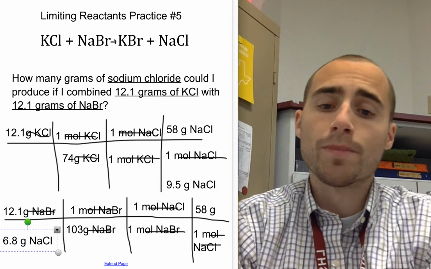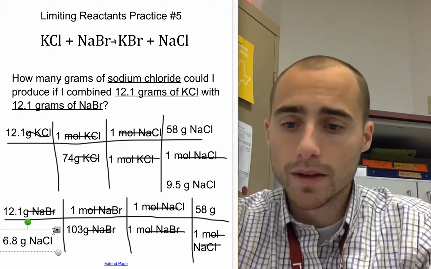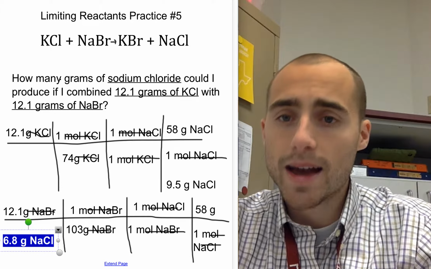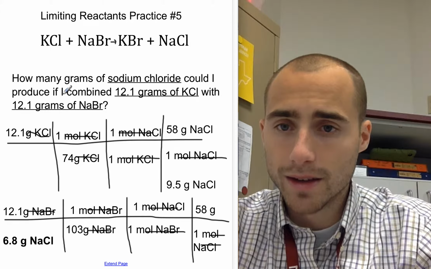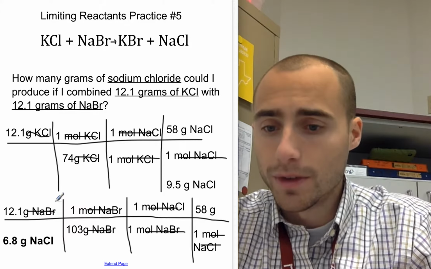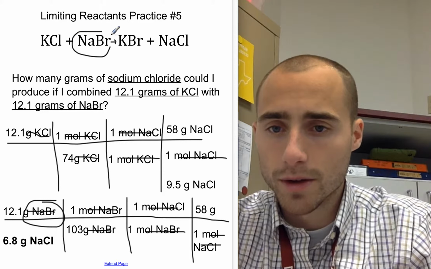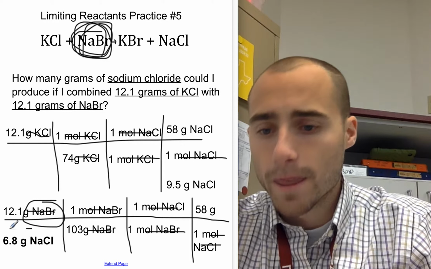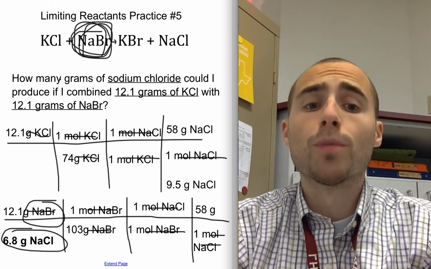So our final step, we look at whichever one is lower, 6.8 or 9.5. Well, obviously 6.8 is lower, so that is going to be how much is actually produced. And our limiting reactant in this case is whatever produced the 6.8 grams, which would be our sodium bromide. So right there, sodium bromide is our limiting reactant, and 6.8 grams of sodium chloride are actually produced.